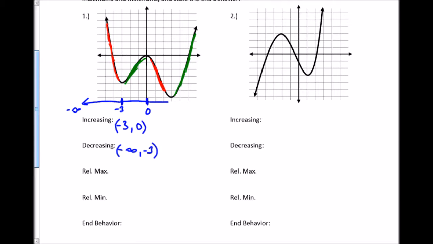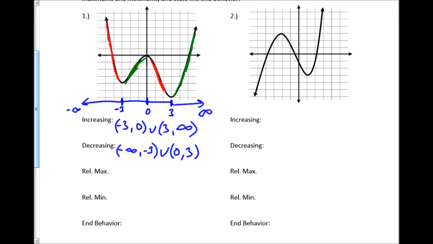And then from 0 to positive 3, from here to here, it's going down, it's decreasing. So that goes in my decreasing section. And then from here on up, it's increasing, and that's all the way to positive infinity. So I say 3 to infinity. So again, I'm just going left to right on my function. What's the function doing? From here to here, it's going up. From here to here, it's going down, increasing and decreasing.